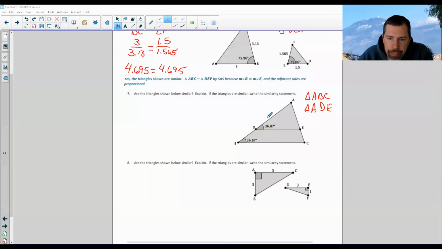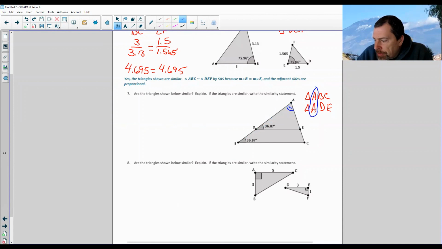The other thing we can look at is the measure of angle A. A is shared. And since A is shared, A is another congruent angle in both triangles. So angle A is congruent to angle A and angle D is congruent to angle B. So therefore we have angle-angle similarity. So we're done right there.